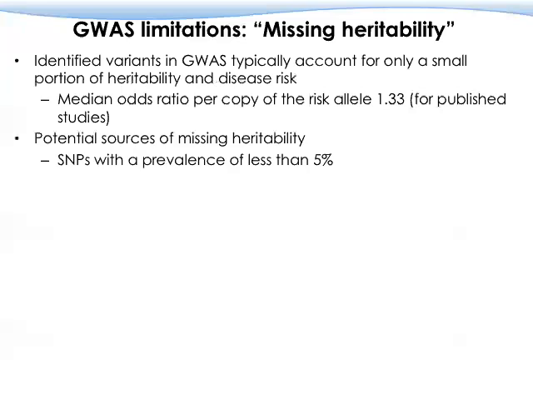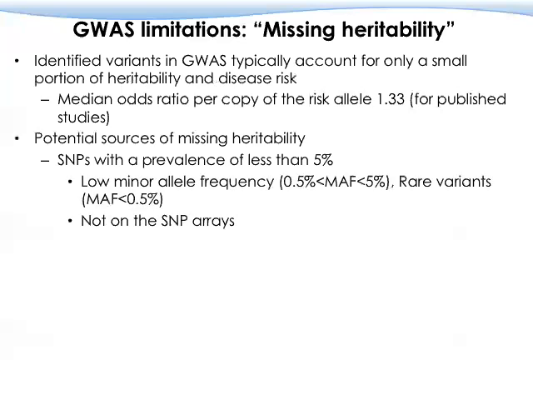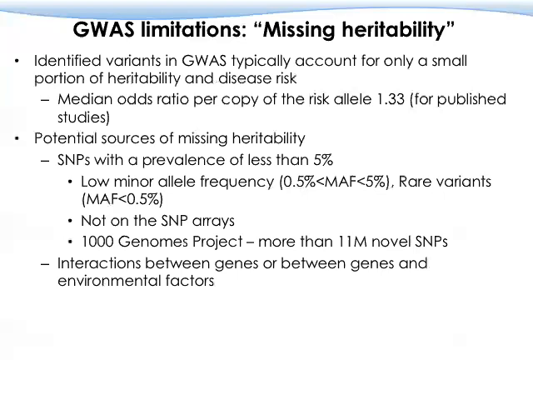So there are many potential sources of missing heritability, including the SNPs with a prevalence of less than 5%, because if we do the GWAS, we only focus on the common SNPs. There are a lot of rare SNPs that are not being accounted for, including the relatively rare or very rare variants. And many of them are also not on the SNP arrays. We have never measured those. In the 1000 Genomes Project, more than 11 million novel SNPs were identified. If we use the GWAS, they are not going to be identified at all.